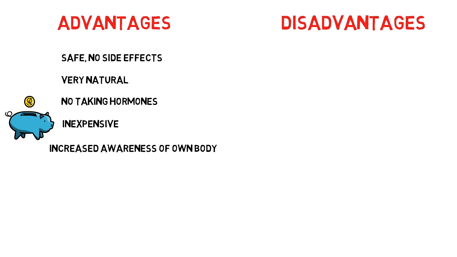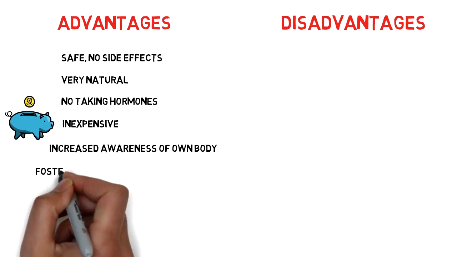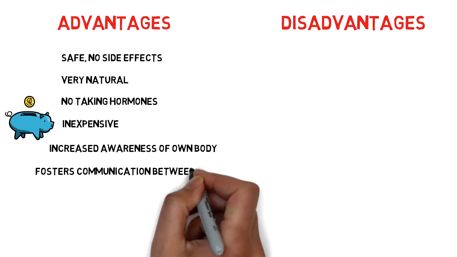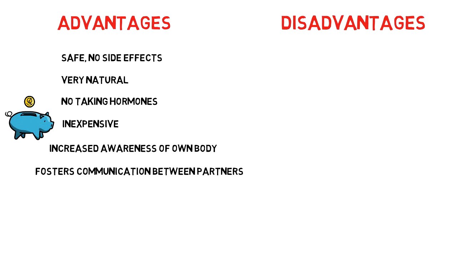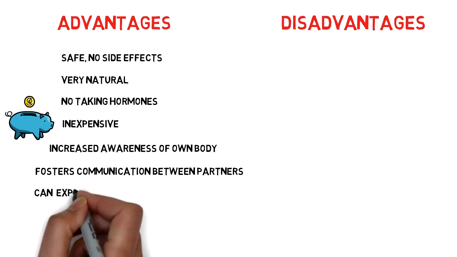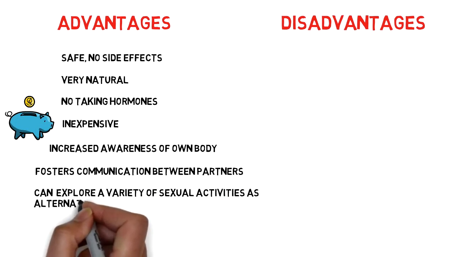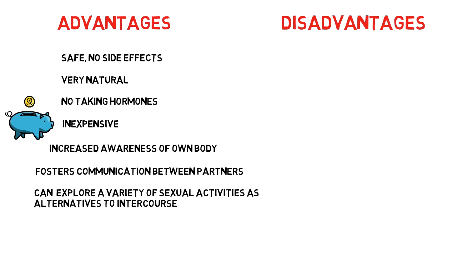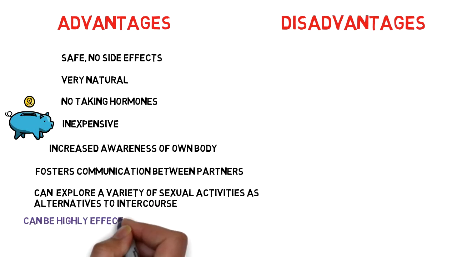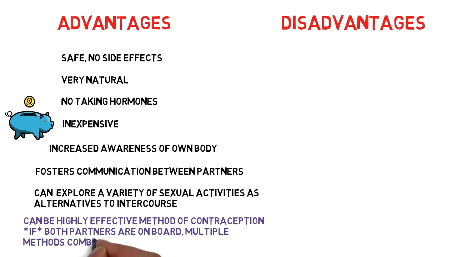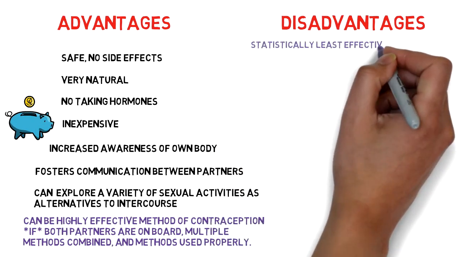It can foster stronger communication between the couple because both need to know where they're at in the cycle and they both need to be on board for this method of contraception. If remaining abstinent during periods of fertility, this could push couples to explore alternate sexual activities other than intercourse. When you use natural contraceptive methods in combination, for example, basal body temperature with LH testing and the calendar, let's say, they can be highly effective if both partners are fully committed, if your cycle is regular with consistent patterns, and if you use the methods properly.